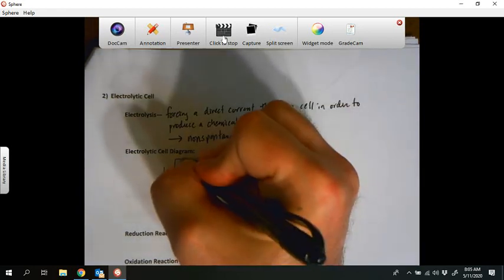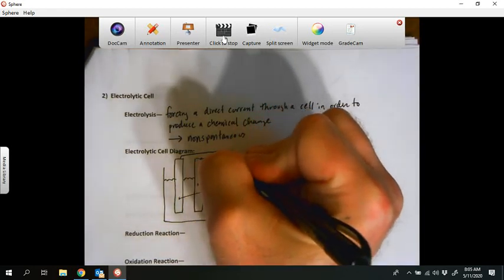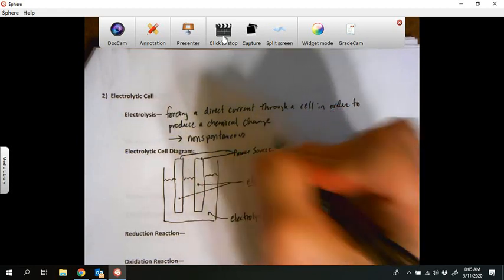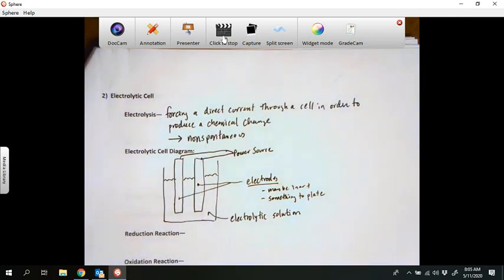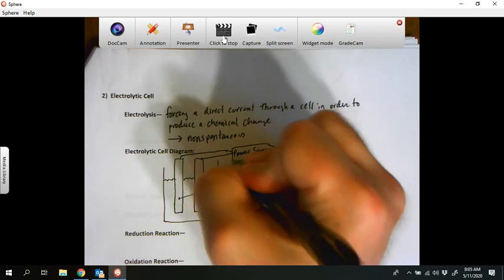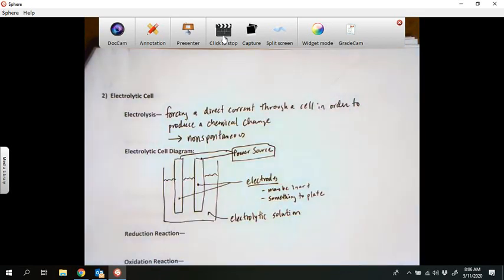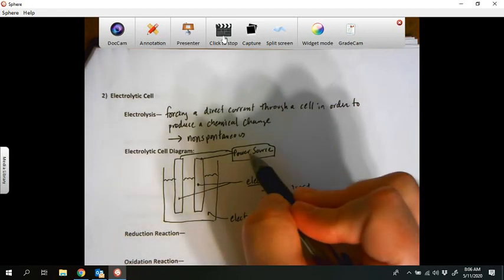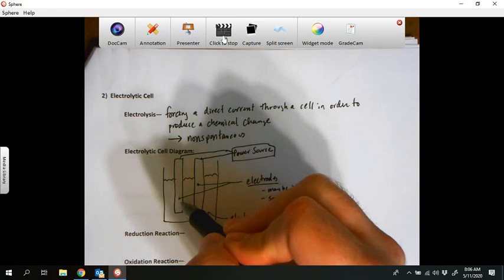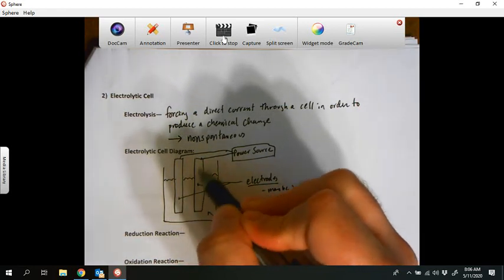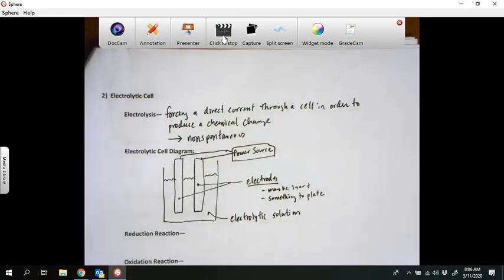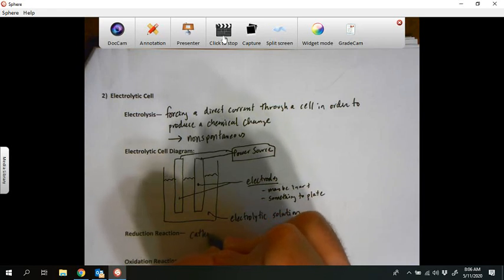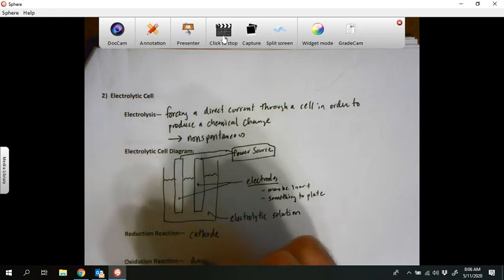And then both of these are hooked up to a power source. So one is hooked up to the positive terminal and one to the negative terminal on a power source through these wires that connect to the electrodes. So what happens is, to have the flow of electrons, we have it coming into one of these electrodes, and then it travels through the solution to the other electrode. It goes back to the power source and completes a circuit. So the reduction reaction happens at the cathode, and the oxidation happens at the anode.